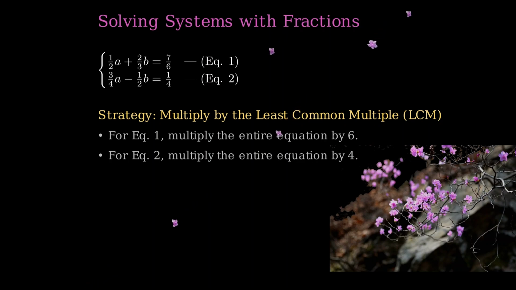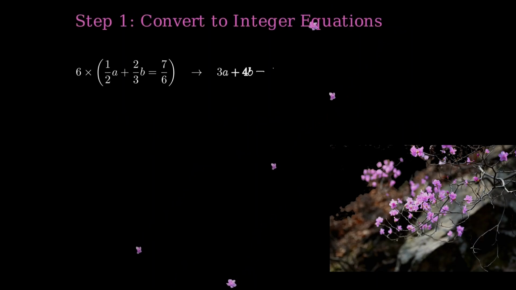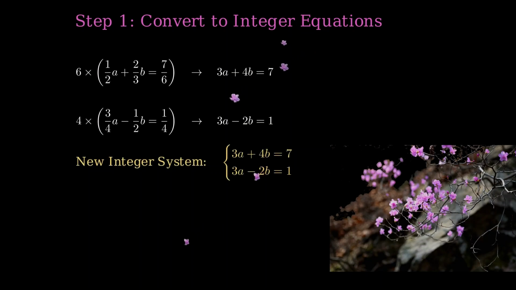To make it simpler, we will clear the fractions by multiplying each equation by its least common multiple. Multiplying the first equation by 6 gives 3a + 4b = 7. Multiplying the second equation by 4 gives 3a - 2b = 1. Now we have a beautiful system of integer equations.